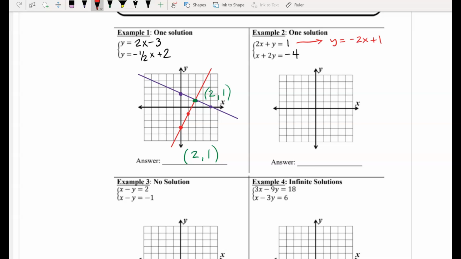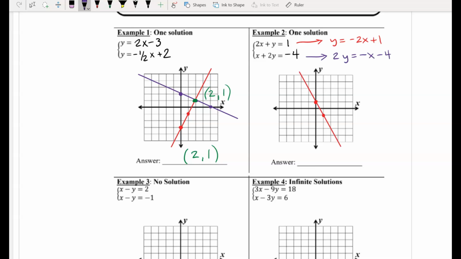To solve the first equation for y, I subtracted 2x from both sides. So y is equal to negative 2x plus 1. The y-intercept is at positive 1, and the slope is negative 2. So I'm going to go down 2 and right 1 from the y-intercept.